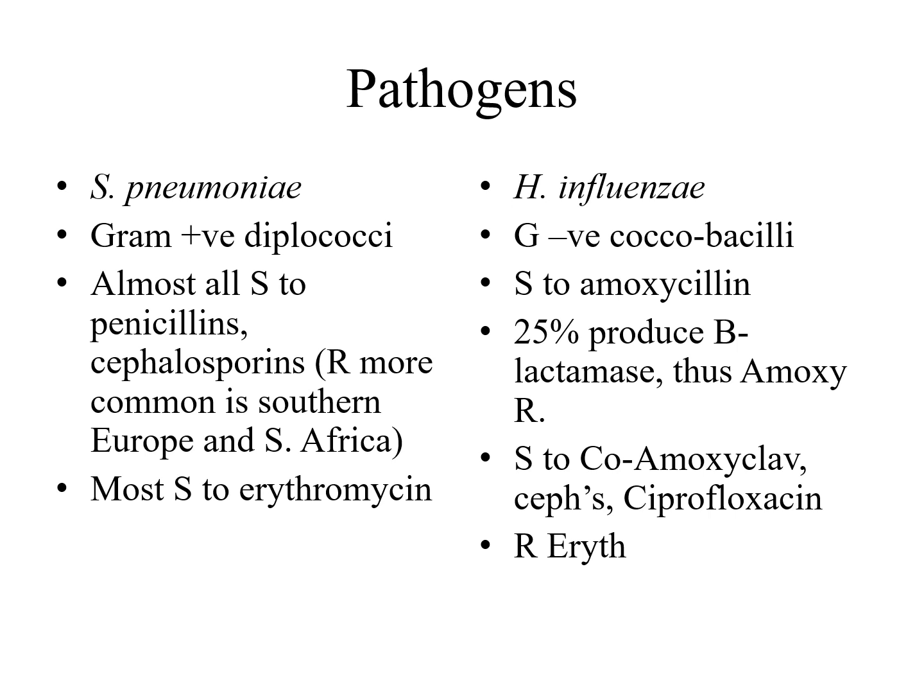Pathogens: strep pneumonia, it's a gram-positive diplococci, almost all sensitive to penicillin, cephalosporin, mostly sensitive to erythromycin. Haemophilus influenza, gram-negative coccobacilli, sensitive to amoxicillin, but 25% produce beta-lactamase and thus are amoxicillin resistant; sensitive to co-amoxiclav, cephalosporins, and ciprofloxacin. It is resistant to erythromycin.